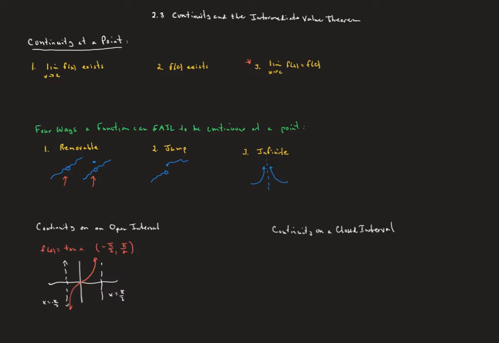An example of a function that's continuous on a closed interval might be the square root of 4 minus x squared. I don't know if you recognize that or not, but it's going to be a semicircle. Let me change colors there. It's going to look something like that. So it's going to be continuous on the interval from negative 2 to 2, including the endpoints, the negative 2 and the positive 2.